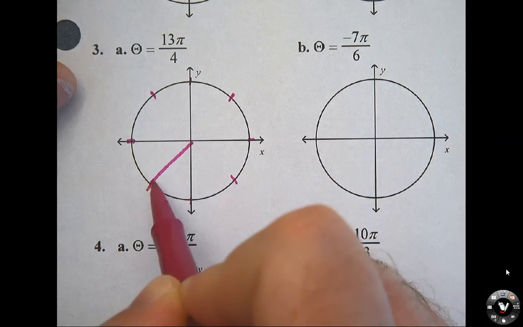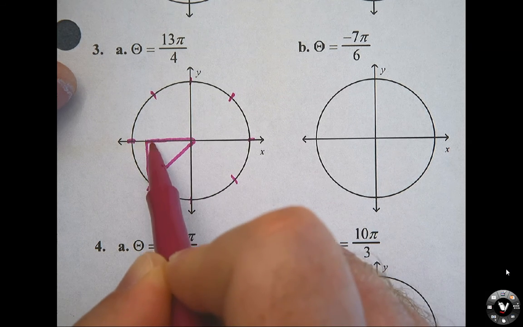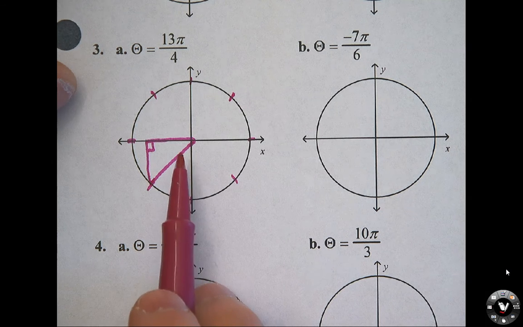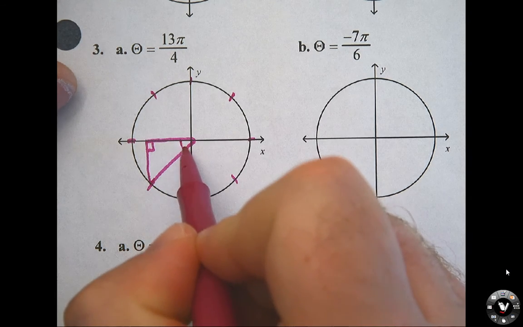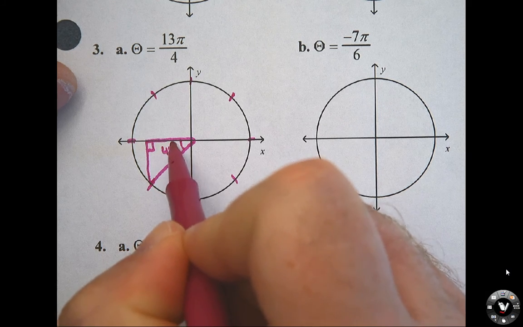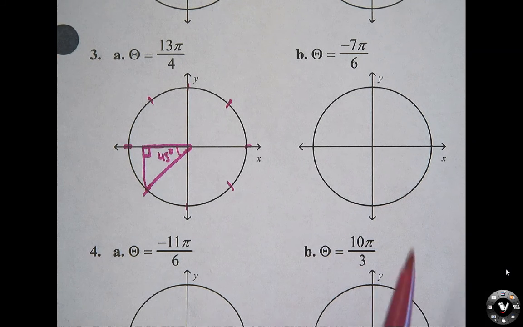Back to the origin, back to the x-axis. There's my triangle. Now the reference angle is this angle here, but we counted all these gaps by 45, so I know that this angle has to be 45 degrees. Let's have you pause it and try to do part B. All right, let's see how you did.